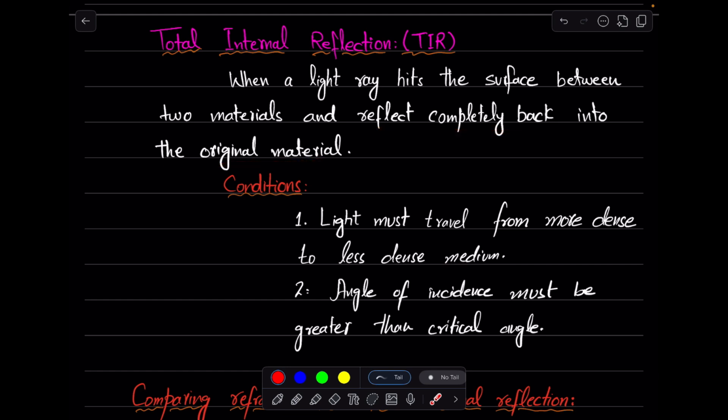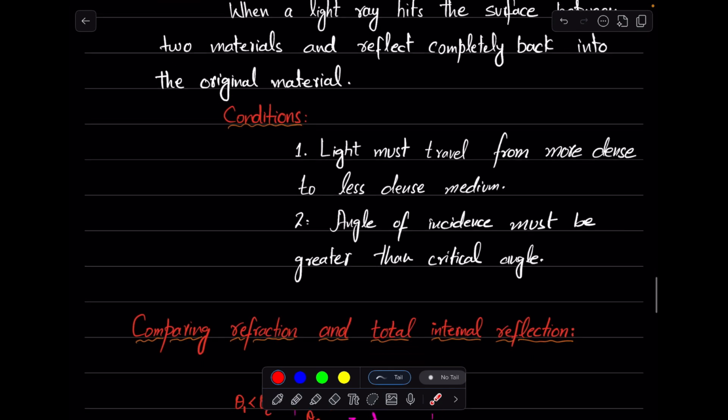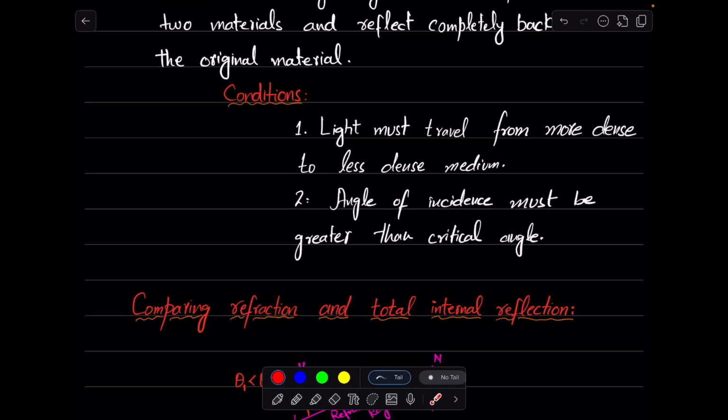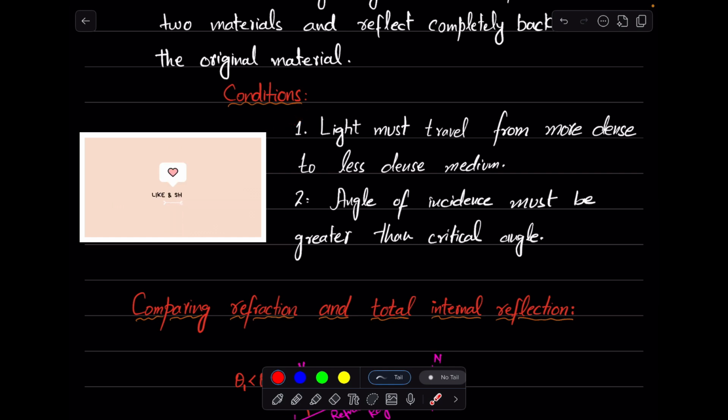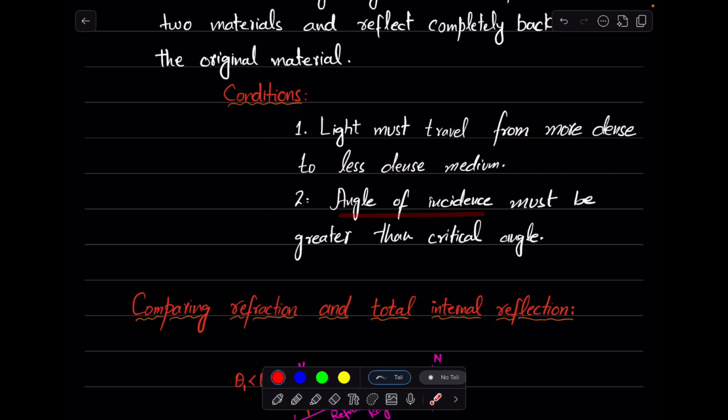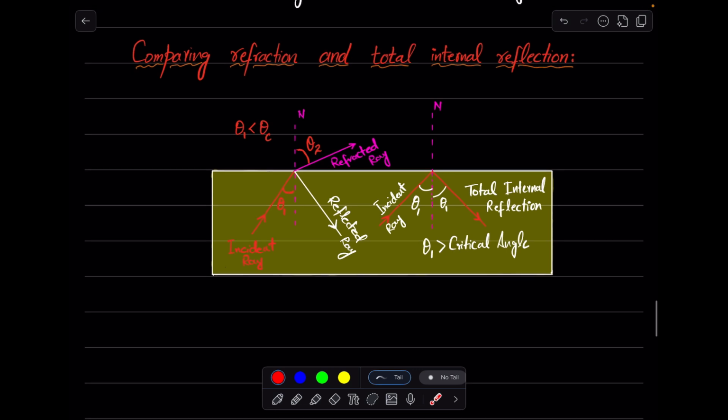So what are the conditions? There are basically two conditions that need to be fulfilled for total internal reflection. First, light must be passing from the denser medium, meaning it should be traveling from glass to air or from water to air. If it is moving from less dense towards more dense, total internal reflection is not possible. That is the first condition. The second condition is that the angle of incidence must be greater than the critical angle. Otherwise, total internal reflection will not happen. Now this is the comparison between simple reflection and total internal reflection.